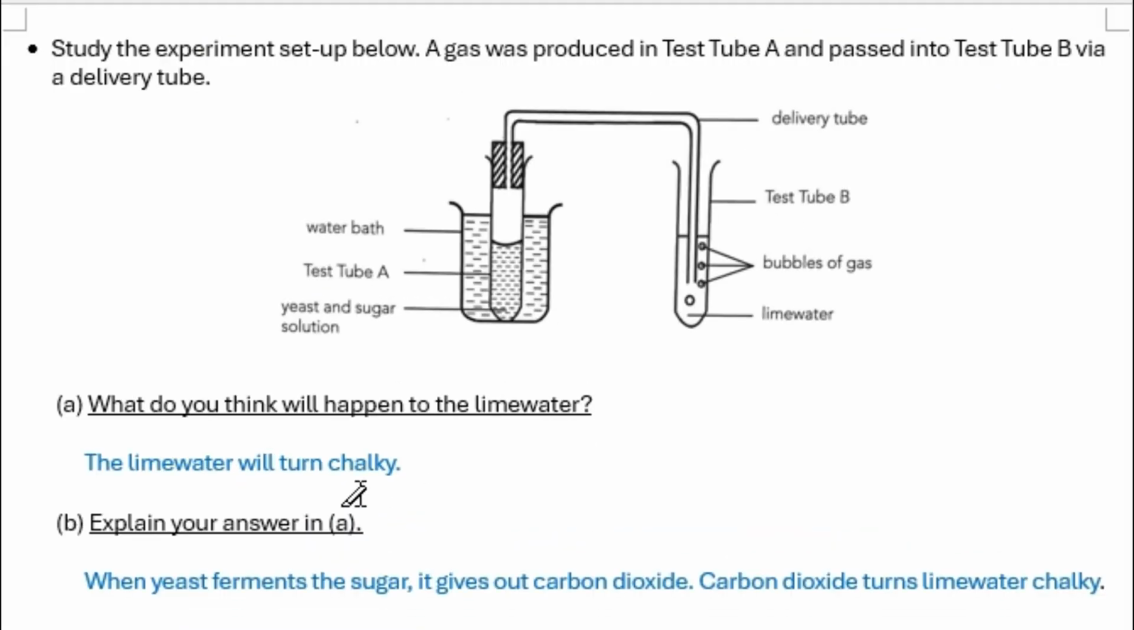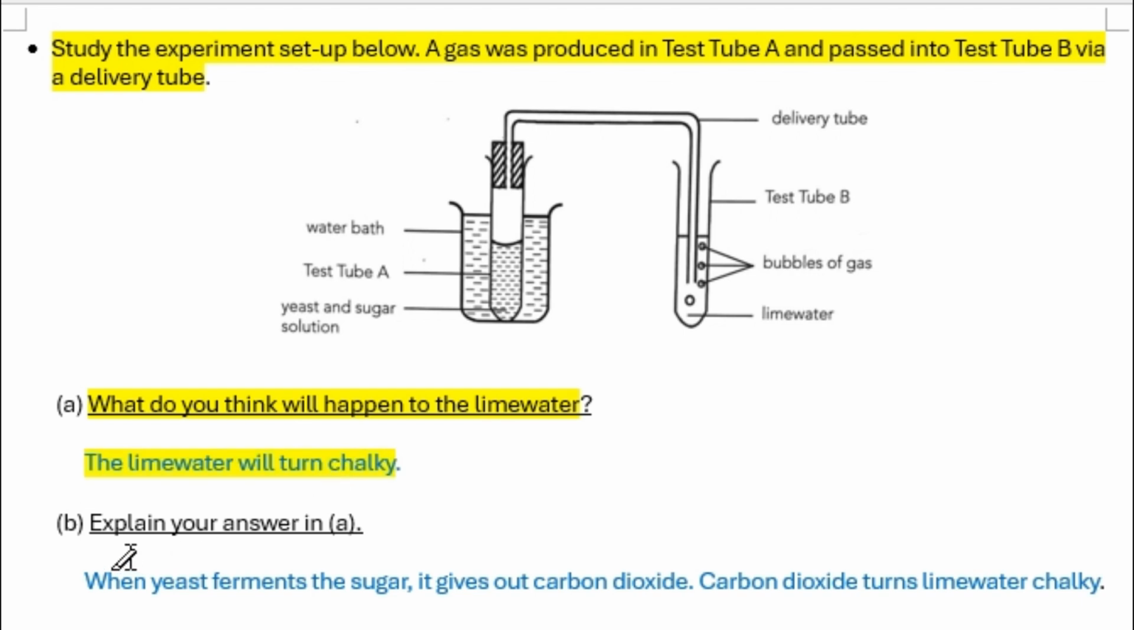Study the experiment set up below. A gas was produced in test tube A and passed into test tube B via a delivery tube. What do you think will happen to the lime water? The lime water will turn chalky. B. Explain your answer in A. When yeast ferments the sugar, it gives out carbon dioxide. Carbon dioxide turns lime water chalky.